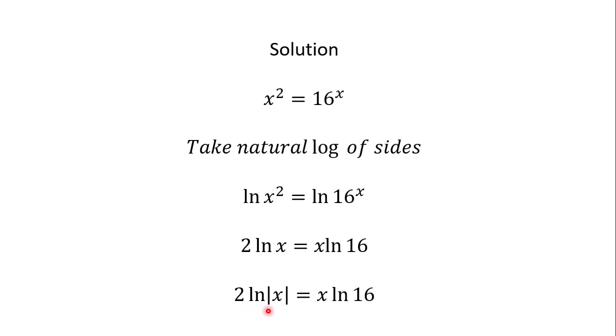Good. So 2 times natural log absolute value of what? X. The absolute value here, in our previous video, I did a lot of explanations on that, because we use the absolute value throughout the calculations. So here I'm not going to waste much time.